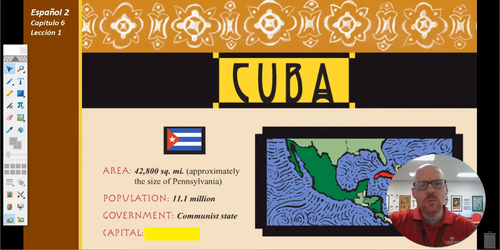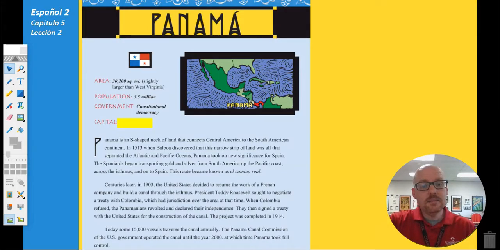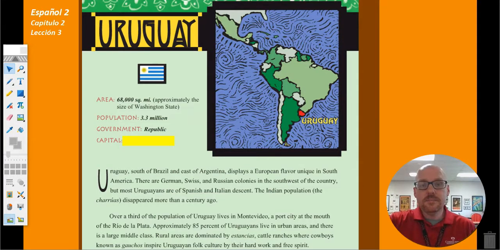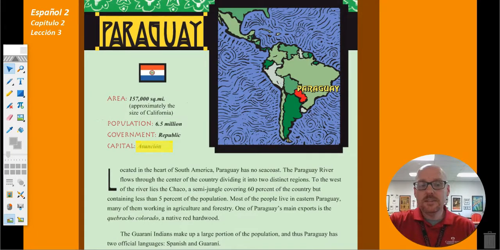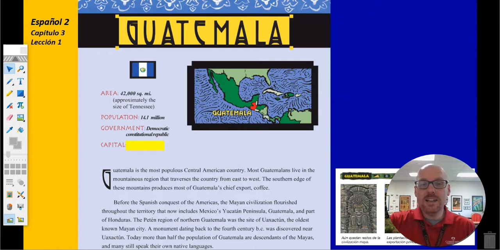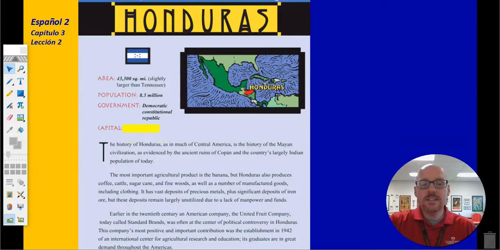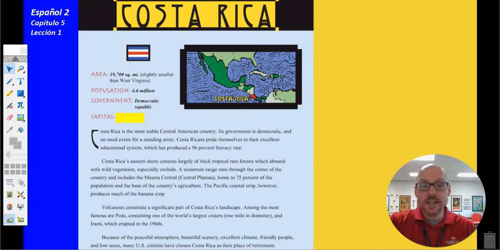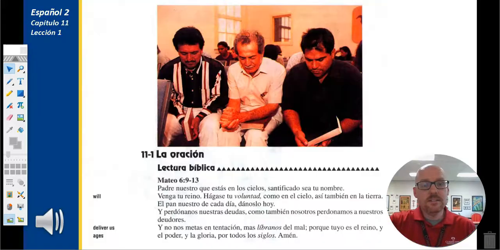Clase, ¿cuál es la capital de Cuba? La capital es La Habana. De Panamá, Panamá. De Chile, Santiago. De Uruguay, Montevideo. De Paraguay, Asunción. De Guatemala, Guatemala. De Honduras, Tegucigalpa. De El Salvador, San Salvador. De Costa Rica, San José.